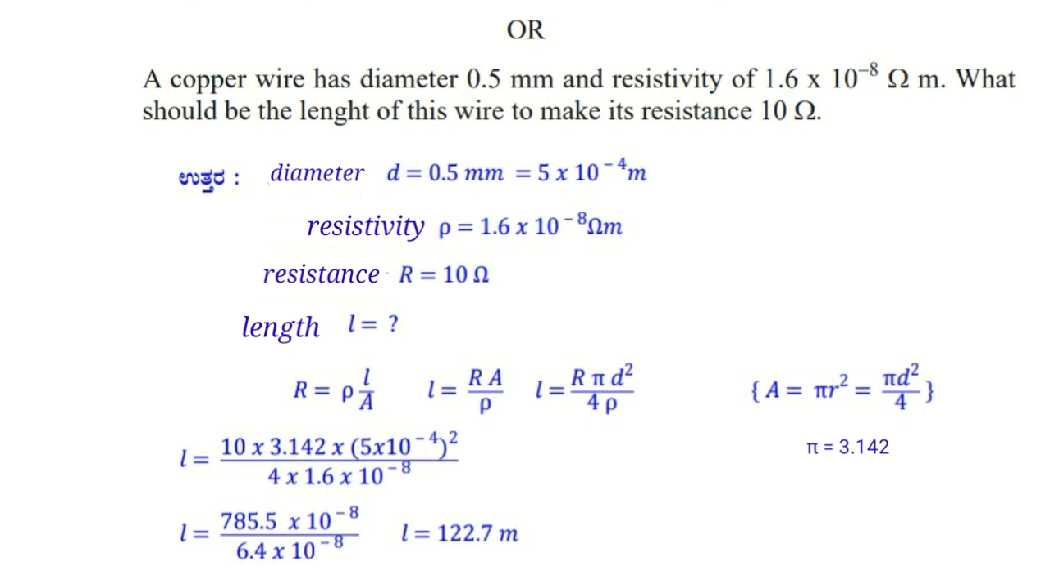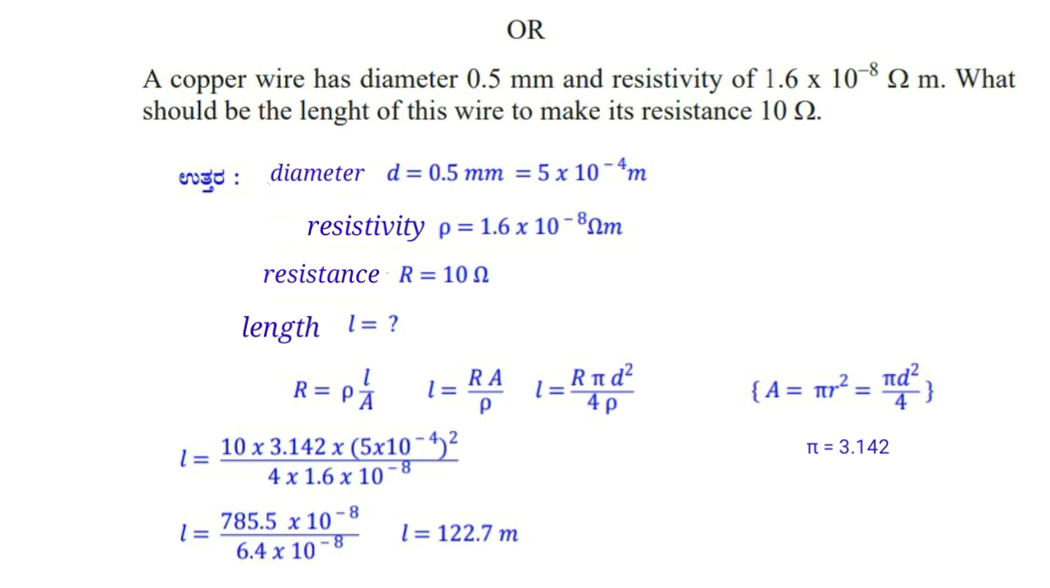L is equal to RA divided by rho, also can be written like L is equal to pi d square divided by 4 rho, because area is equal to pi r square. R is the radius and D is the diameter. So radius also can be written like D by 2, that is half of the diameter. So R square is equal to D square divided by 4. We can write A is equal to pi r square or pi d square divided by 4.